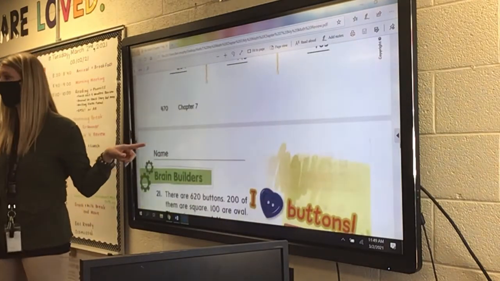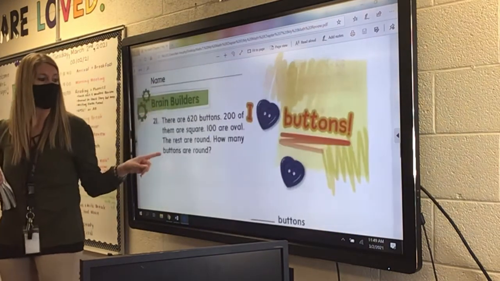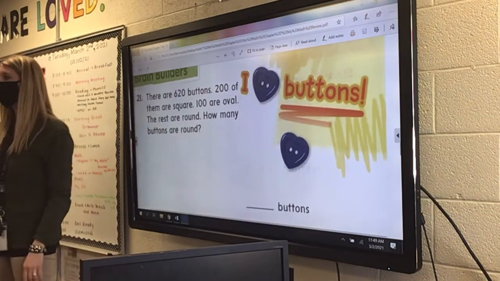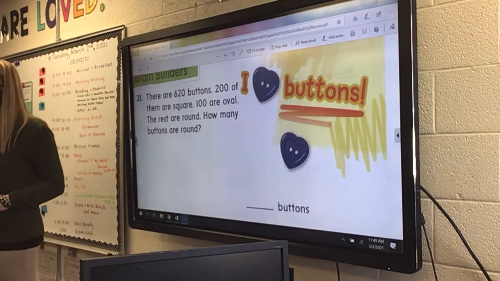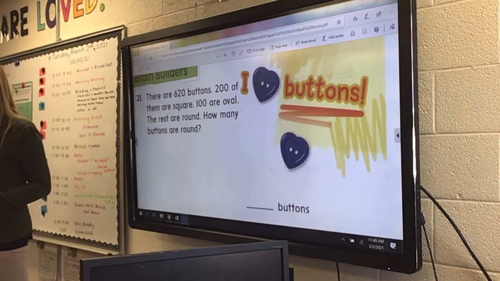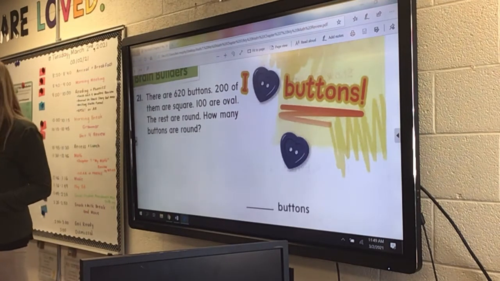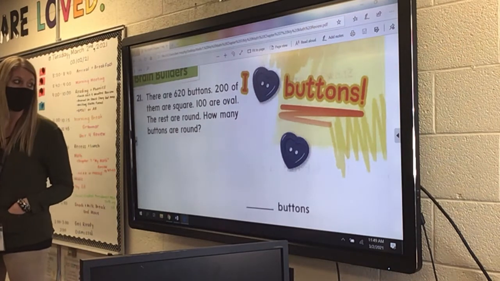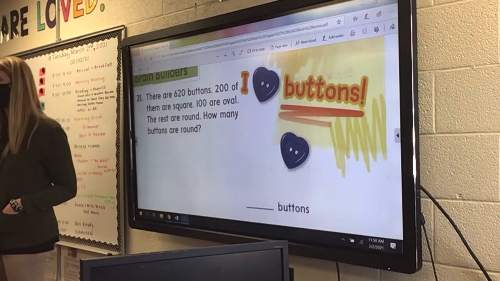We'll do the next page, which is like our independent practice, in a minute. All right, I'm going to draw a stick to come up here and see if they can help Mrs. Murphy do the brain builders. There are 620 buttons. 200 of them are squares. 100 are ovals. The rest are round. How many buttons are round?